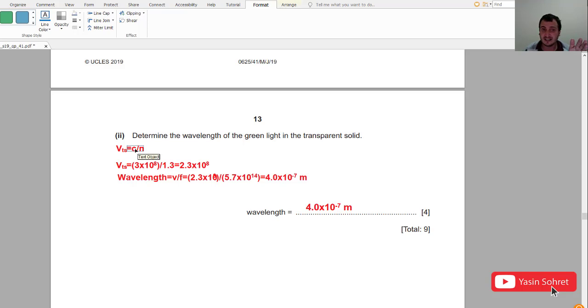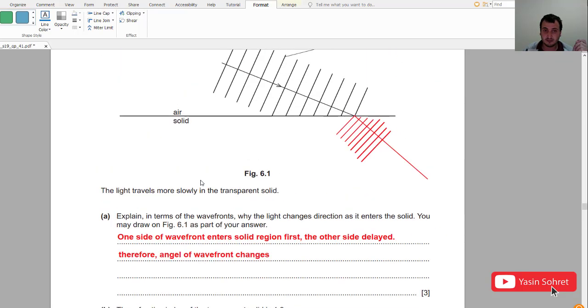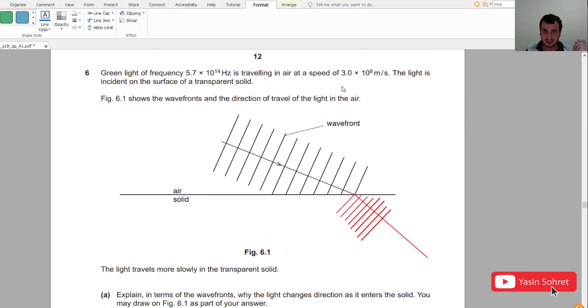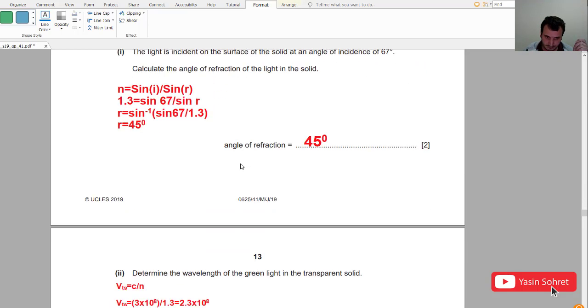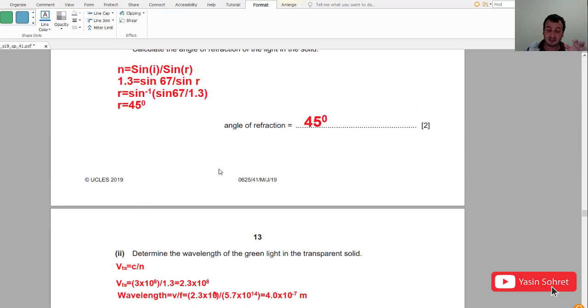It is equal to the speed of light over the refractive index. We know the speed of light is already given as 3 × 10⁸ meters per second, and we also have the frequency here. So 3 × 10⁸ over 1.3 is going to be the velocity, 2.3 × 10⁸.